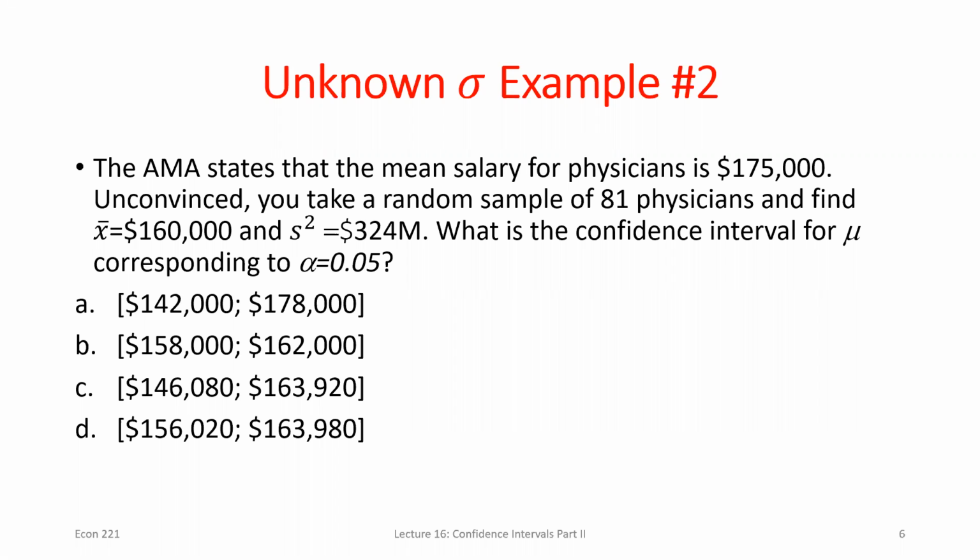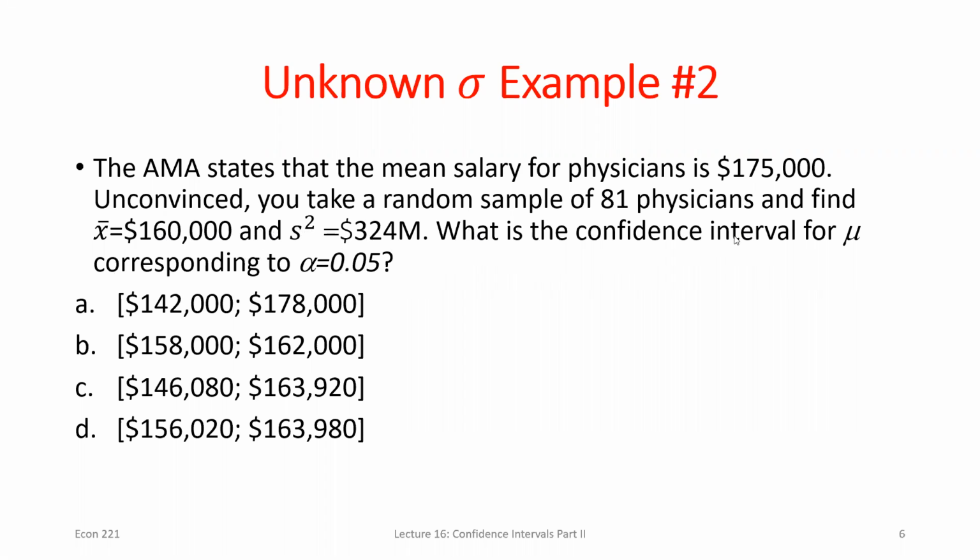So let's look at an example that has a little more context. Let's say the American Medical Association puts out a pamphlet that says the mean salary for physicians is $175,000. You don't think it's quite that high. You take a sample of 81 doctors and you find a sample mean of $160,000. And you also find a sample variance from those 81 doctors of 324 million. Sample variance ends up being pretty high because we're dealing with a high value. When it gets squared, it goes up pretty quick.